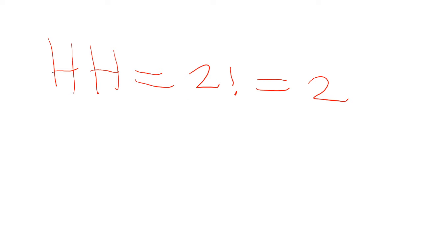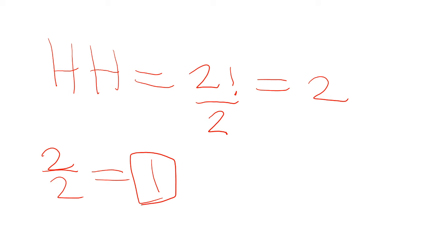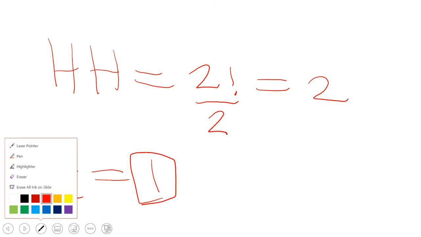So since we have 2 letters here that are repeated, we're gonna divide by 2, because let's say these H's were different, we would do a 2 factorial, but since they're the same, we need to divide by 2 to get rid of the overcounting that we did. 2 factorial is 2, and 2 divided by 2 is just another way of saying 1. So that's how we get to our answer of 1. And now we're going to work our way up.